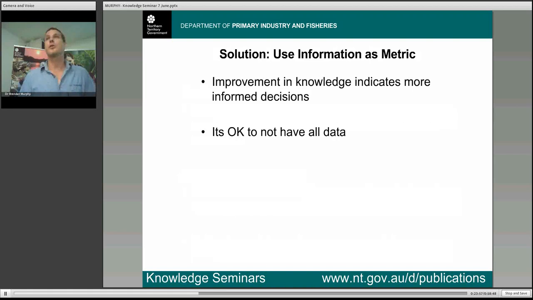So the solution is to use information itself as the metric. So improvement in knowledge indicates that we're making more informed decisions. It doesn't guarantee that you actually make a detection or that an organism doesn't turn up somewhere else, but it's also okay not to have all data. There's a number of spatial layers where we won't be able to collect any information, but 0 is not a failure. It just indicates that if we had more resources, we could collect more data.